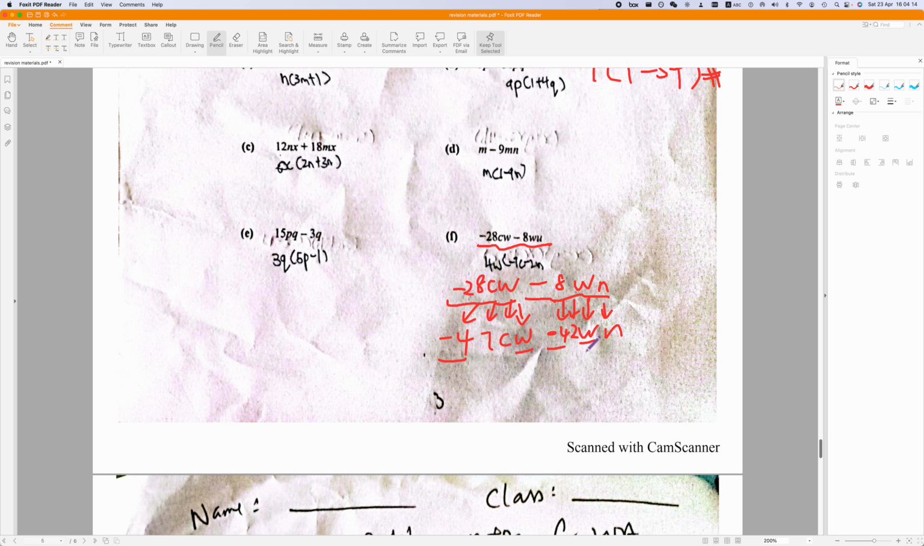And there is nothing in between. What do you put? So minus 4 W, minus 4 W, minus 4 W is common. So what is left? 7C left. Plus in between, 2N next. That's the answer.